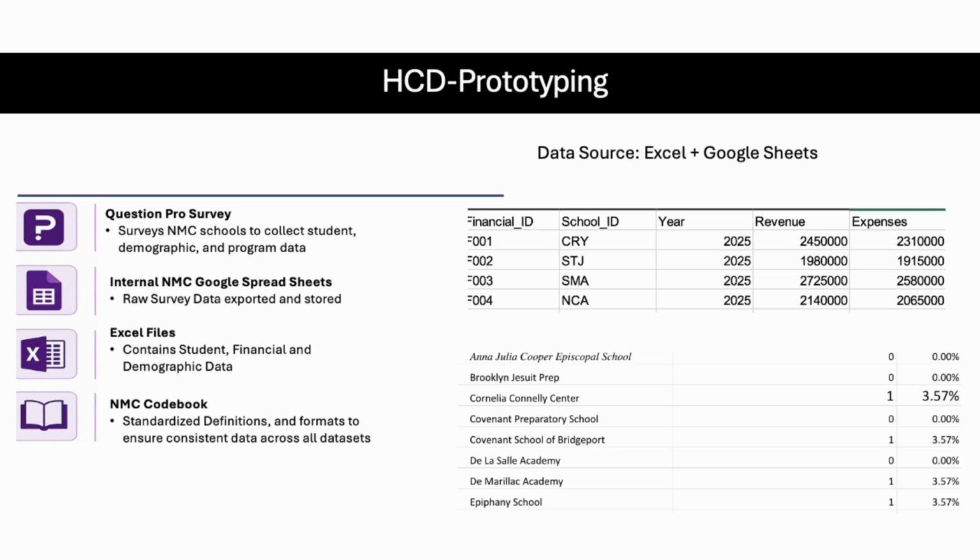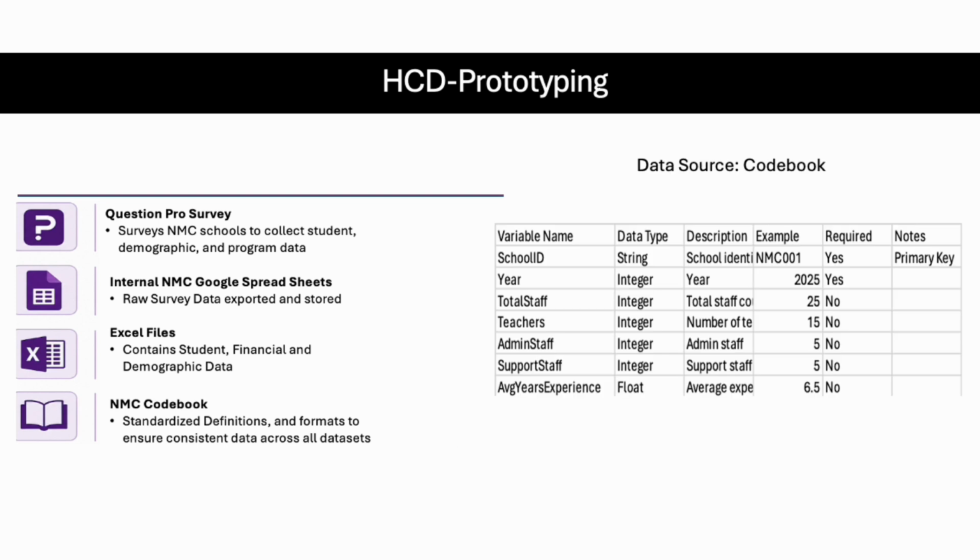After the QuestionPro is filled out by the schools, our next data source is Excel and Google Sheets. For instance, we have a ton of data on what school, the year, the revenue, and expenses. So this is where all of our data is coming from. Finally, to ensure that all the data is standardized, we need the codebook. So that when the app is updated and created, all of the code is consistent across all the different tables. That way we can compare the insights that are derived from the Excel sheets.